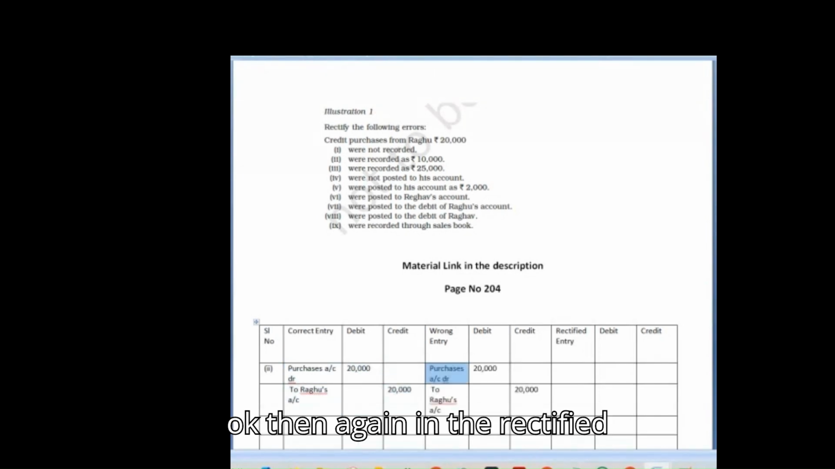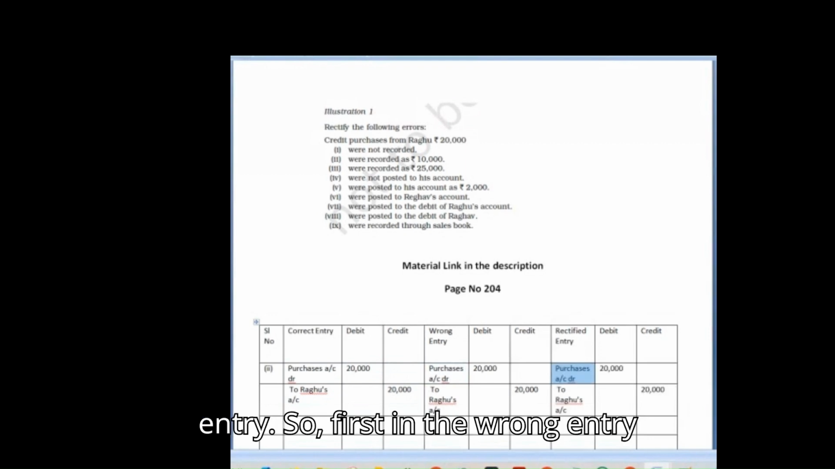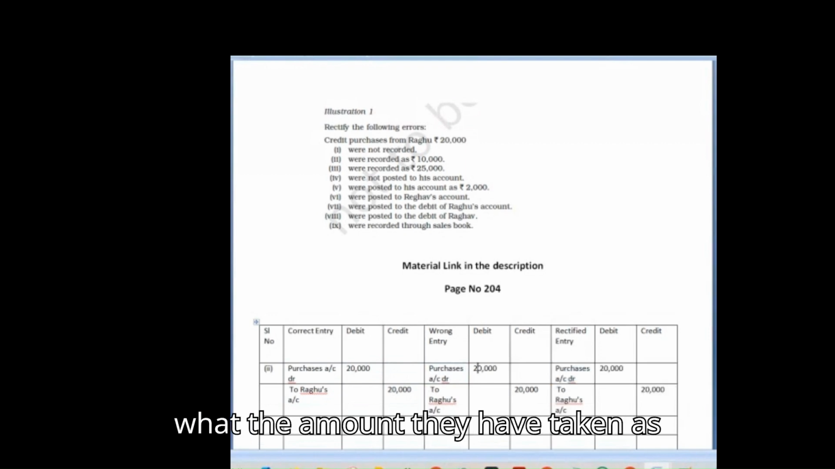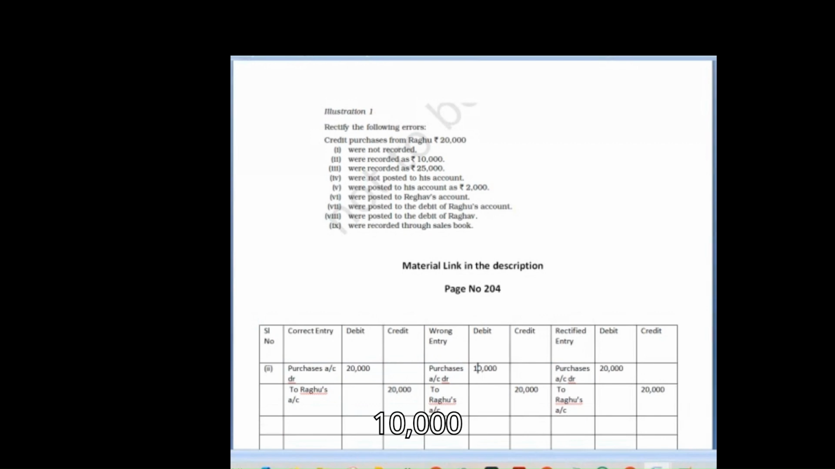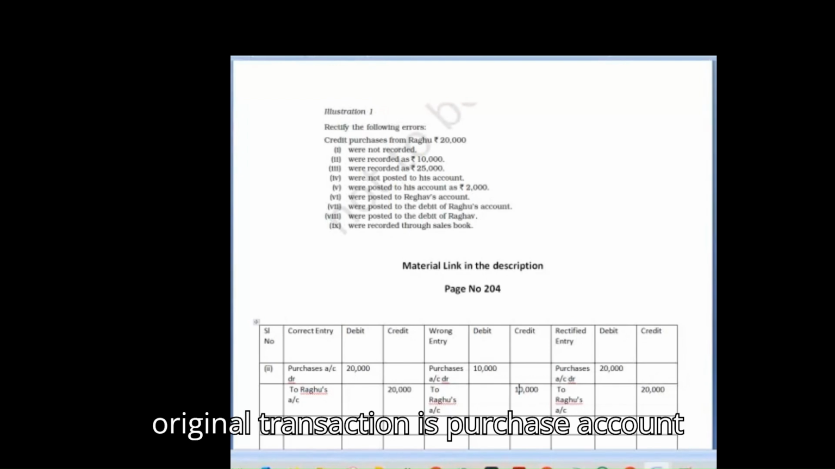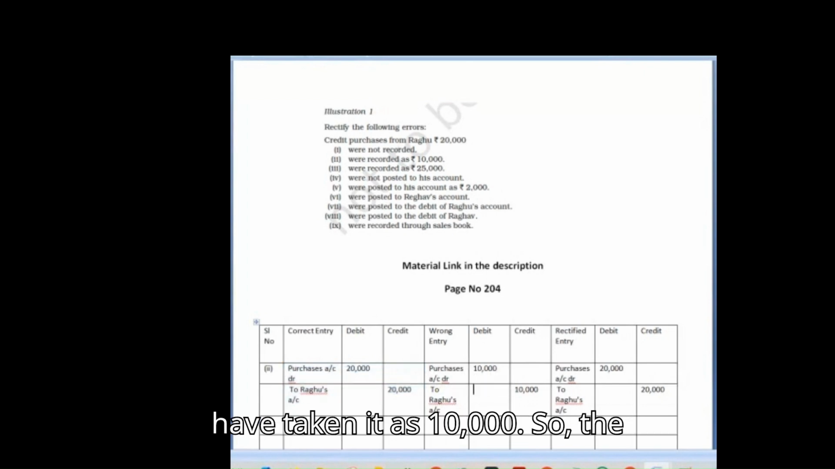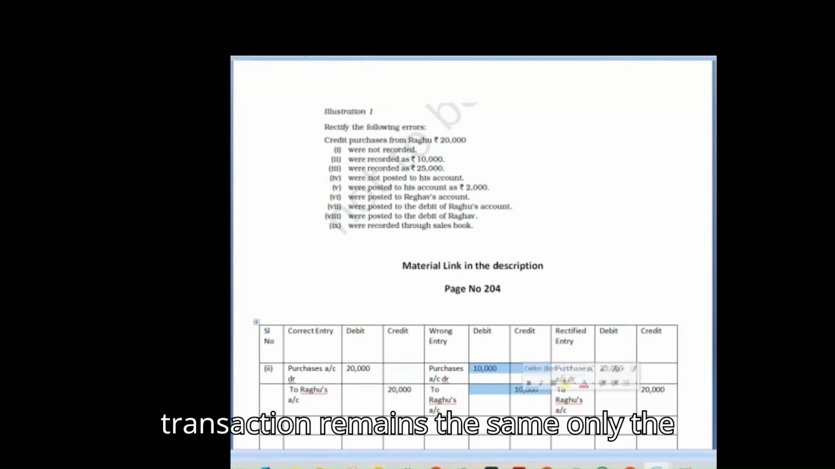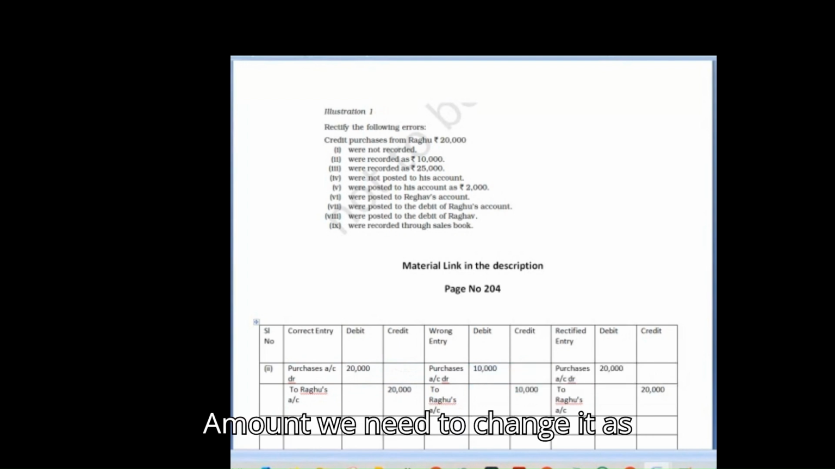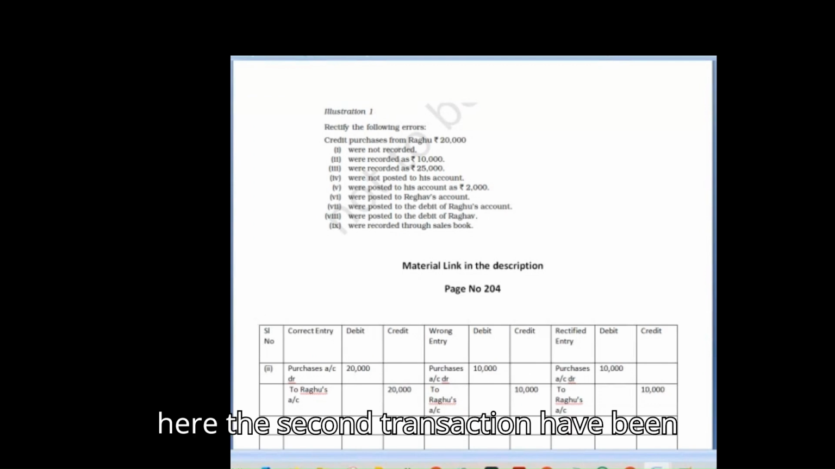Then again in the rectified entry. In the wrong entry, the amount they have taken is 10,000. So how can you rectify? The original transaction is purchases account debit to Raghu's account 20,000, but they have taken it as 10,000. So the transaction remains the same, only the amount we need to change to 10,000. So here the second transaction has been rectified.